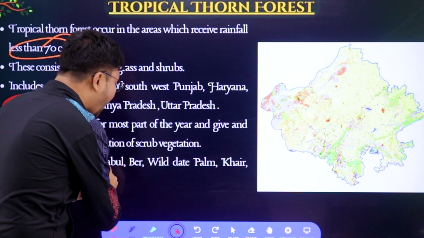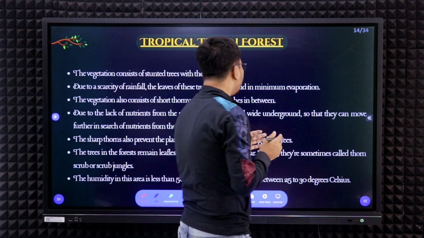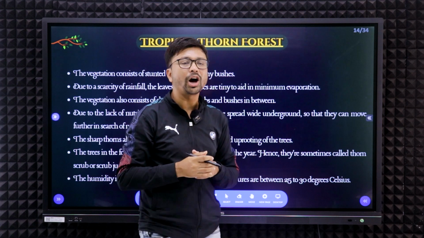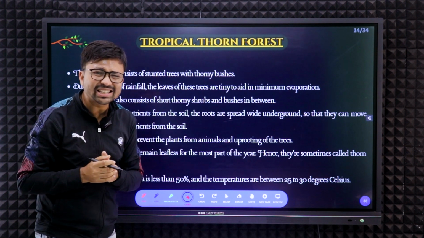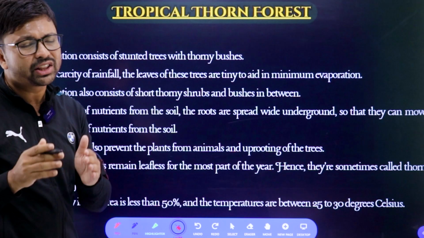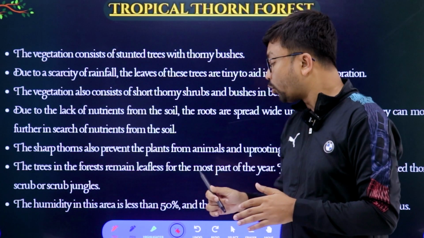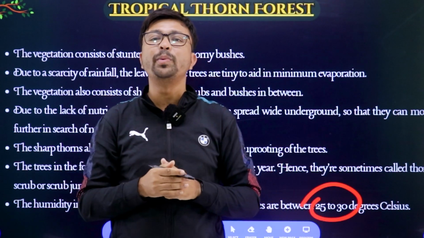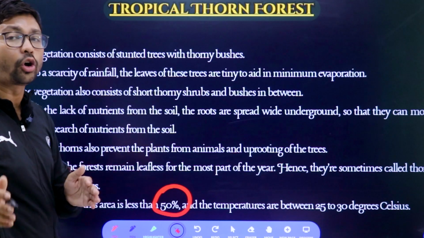The important trees, babul, kir, wild date palm and kher, are a few important vegetations found in that area. Now let's see some other important features of the thorn vegetation. This vegetation consists of stunted trees and thorny bushes, mostly full of thorns. It also consists of thorny shrubs and bushes in between, and there are very few trees growing haphazardly, far away from each other. Remember, this vegetation grows in areas where the temperature is high, 25 to 30 degrees Celsius, and the atmospheric humidity is less than 50%. Those conditions are ideal for thorn vegetation.